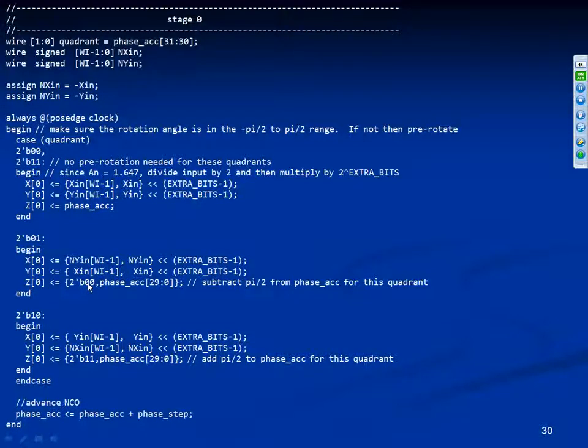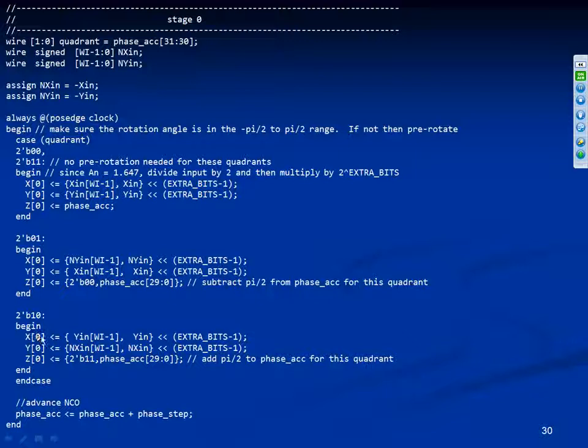And then for the phase, we have to subtract pi over 2 from the phase accumulator. Well, since the upper 2 bits of the phase are the quadrant, I'm just going to zero those 2 bits, the upper 2 bits of the phase accumulator. That basically does a subtract pi over 2. So I can just clear those 2 bits and then use the rest of the phase accumulator bits, and that gets assigned to z0.